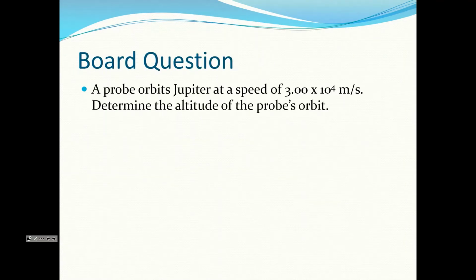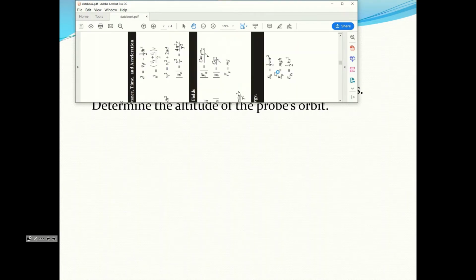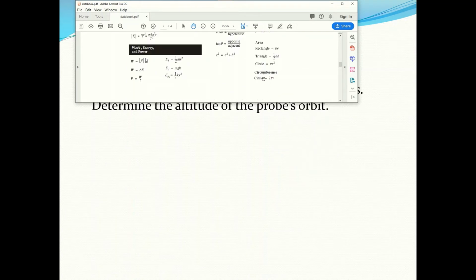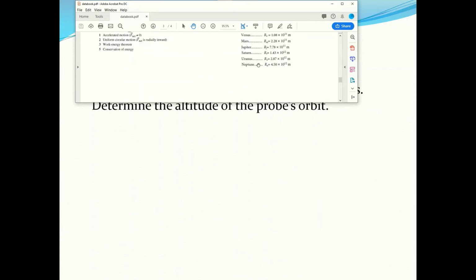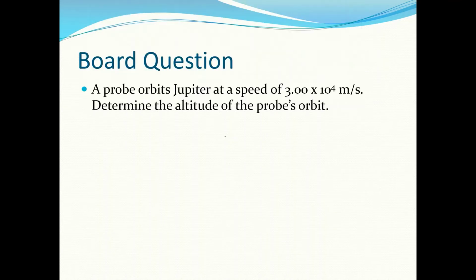Okay, so let's do a board question. So give this a go, and I will go through it. A probe orbits Jupiter at a speed of that. Determine the altitude of the probe's orbit. Okay. First thing I'm going to do is I'm just going to open up the data book, and rotate that clockwise. And I need some information on Jupiter. Okay, good. So I got that ready to go.